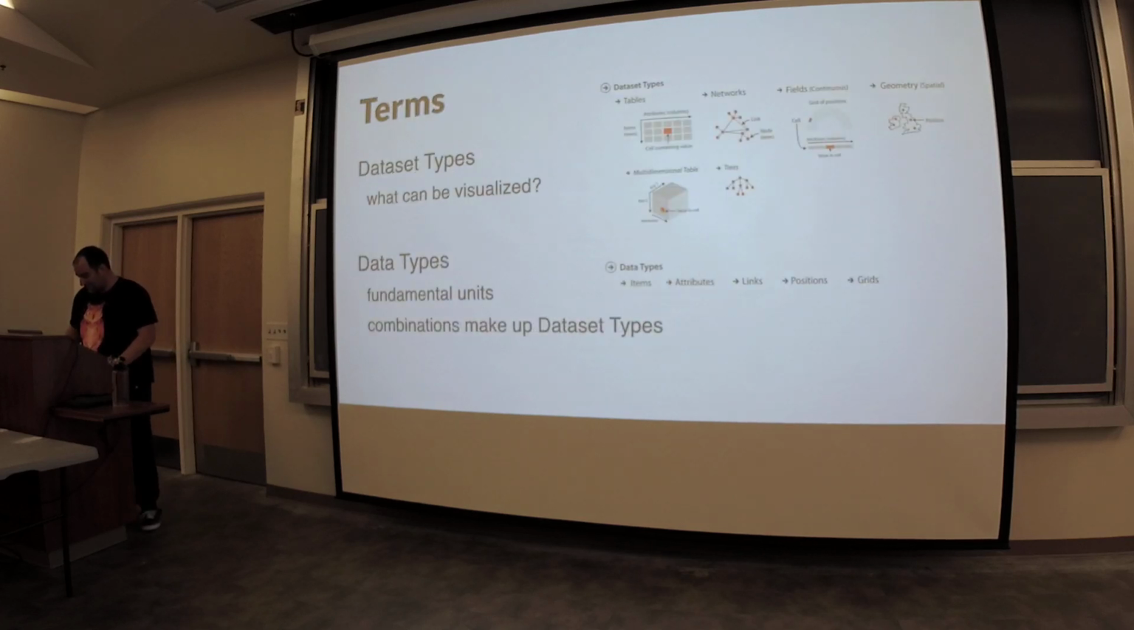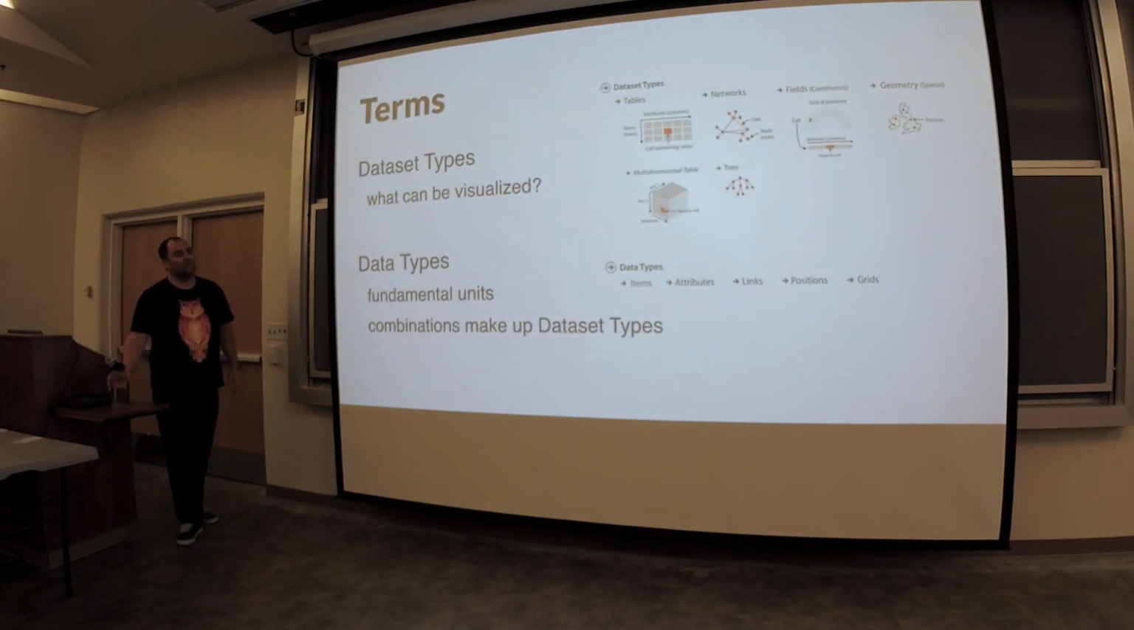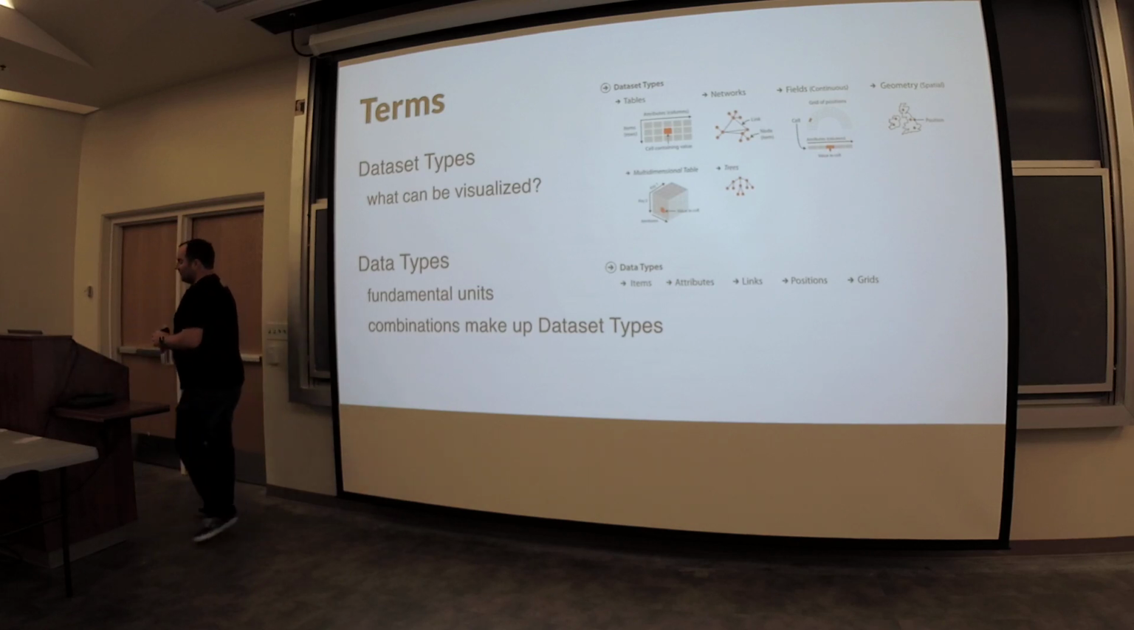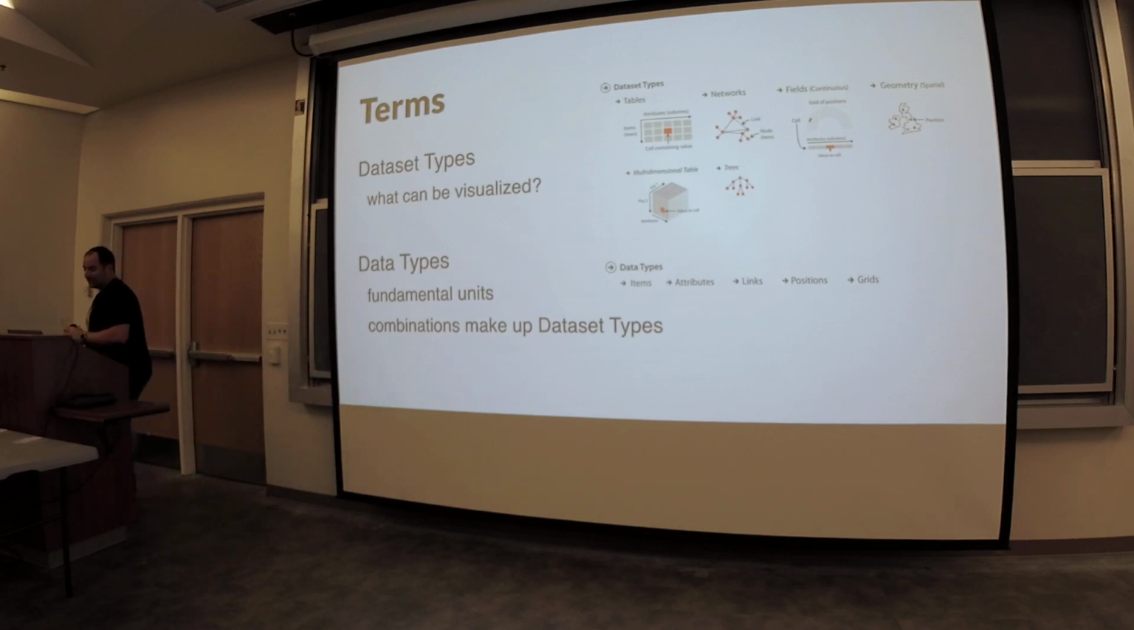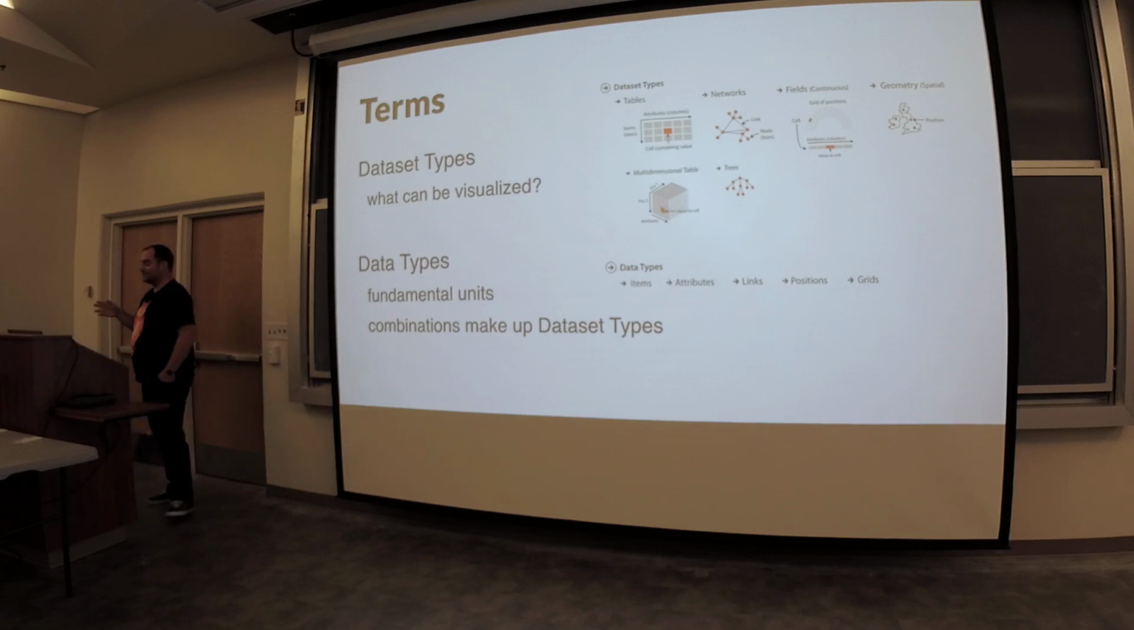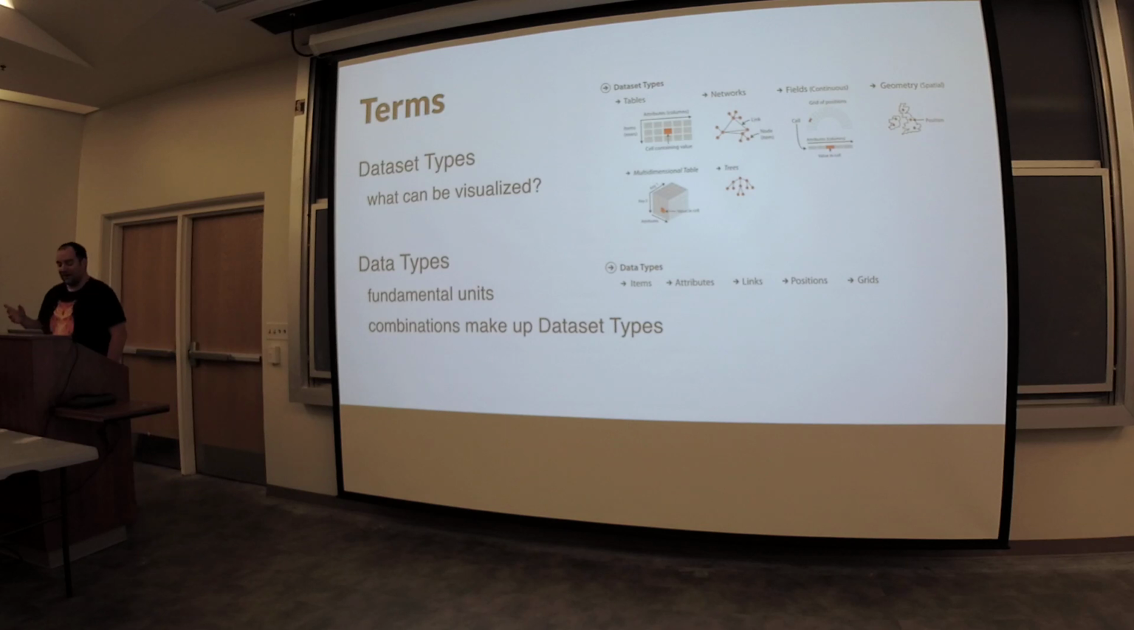Okay, so when we talk about data, we need to define some of the terms. If you want to read up on all of this, this is basically taken from Tamara Munzner's book, our textbook here. So first, we have data set types and data types. Data set types are the things that we can visualize or can be analyzed. So here we have tables, networks, fields, and geometry.